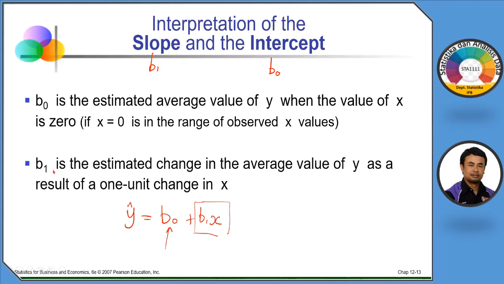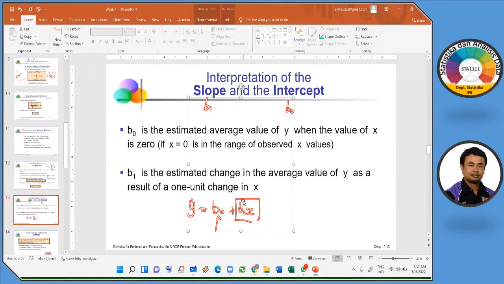Meanwhile, the b1 is the estimated change in the average value of y as a result of 1 unit change in x, right? So that is the meaning of the slope. Okay, if you refer to this one, let me rewrite this equation.